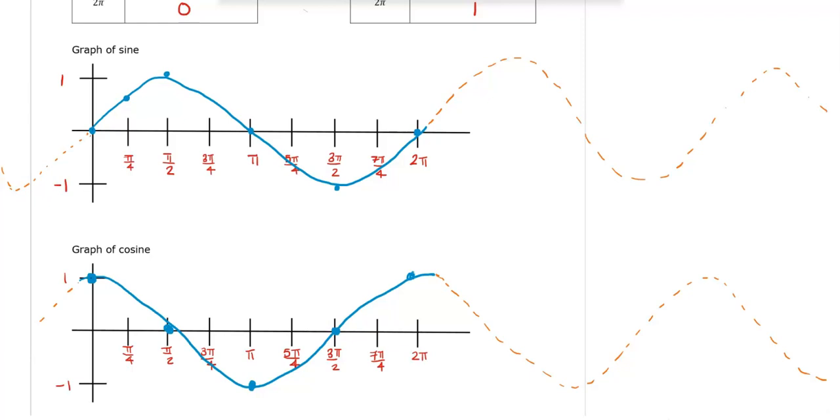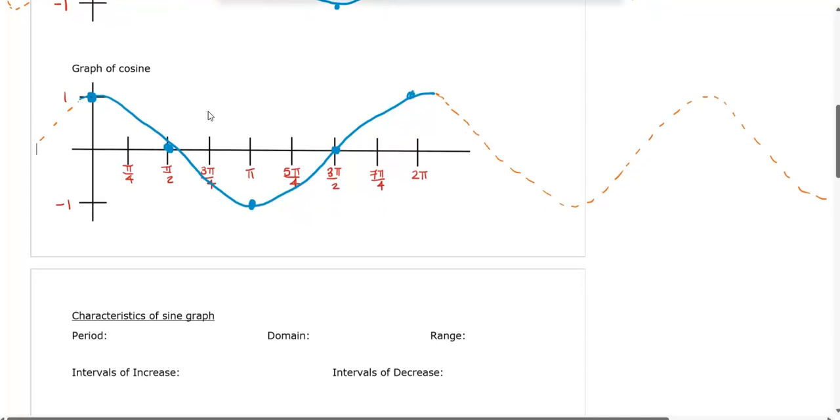So sine can be written as cosine, cosine can be written as sine. It just depends upon how you have the graph shifted, is what I'm trying to say. They are periodic functions. Again, it's very important to understand that they're periodic and it's constant repetition. And so that's what we're going to be focusing on here.